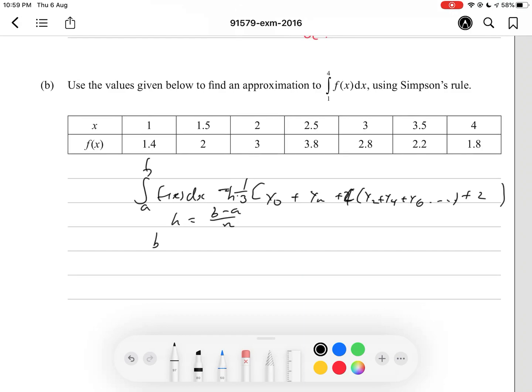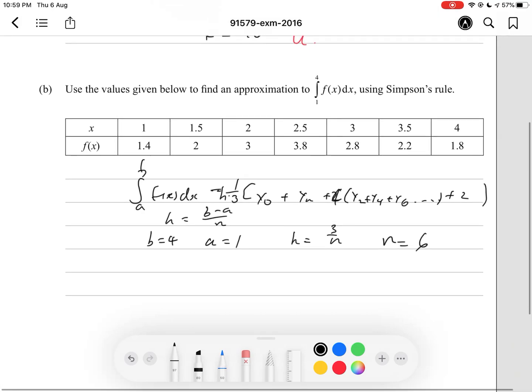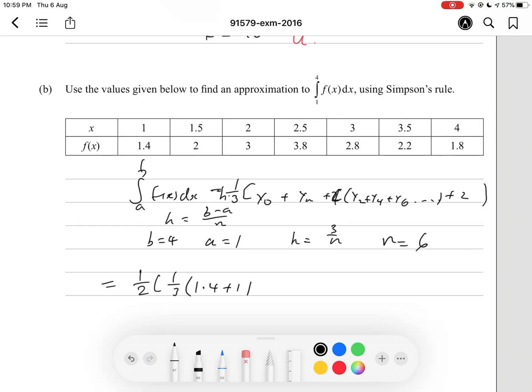And we know that in this case b equals 4, that's our upper range, a equals 1. Therefore our h equals 3 over n, and n is the number of terms, but n is even, so 1, 2, 3, 4, 5, 6. So n equals 6 in this case. Alright, so in this case we'll have that this equals h, which is 1 over 2, times 1 over 3. y0 is 1.4 plus 1.8. That's the two values on the edge, so that's this value and this value. Plus 4 times 2 plus 3.8 plus 2.2, plus 2 times 3 plus 2.8.